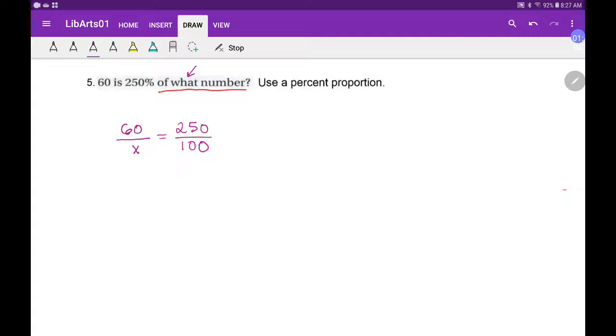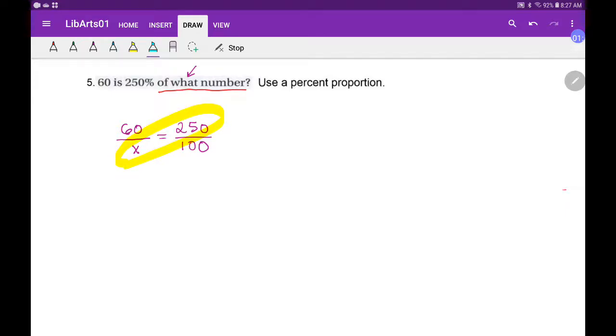In other words, I said I only had 100 things, but it turns out I had more. I had more than the whole thing. I had a warehouse somewhere, and there's more than the whole thing somewhere else. Someone gave me some more. So 250 out of 100. I imagine 60 is going to be bigger than the number on the bottom, too, just like 250 is bigger than 100. But we'll do this the same way we've been doing these problems.